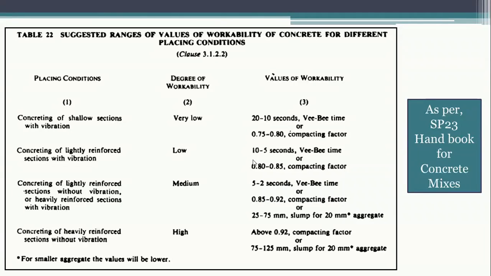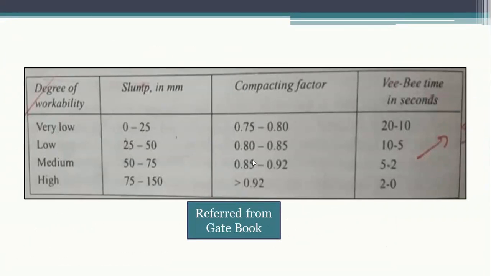I have a similar table in the next one. I think you can remember this. Say the compaction factor is given as 0.86. It is in the medium range of 0.85 to 0.92, so you select a slump value of 50 to 75 mm. Similarly, if the compaction factor is given as 0.84, then it is between 0.80 and 0.85, and you select based on that. The slump ranges from 25 to 50 mm.